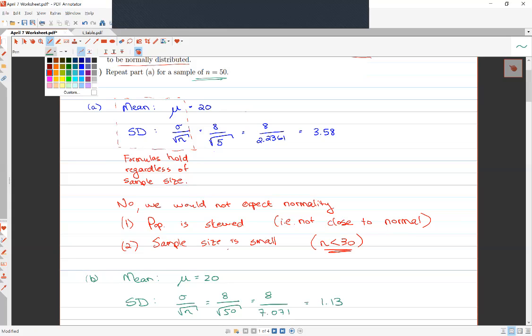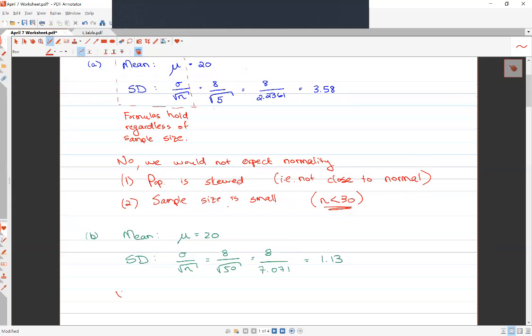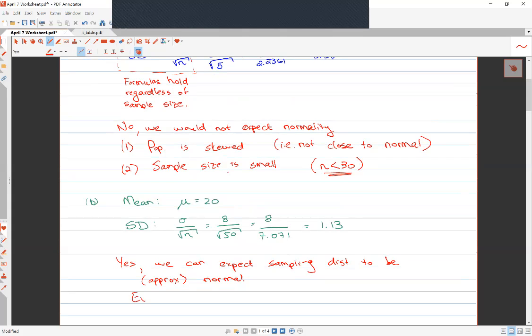Now, in this case, would we expect the sampling distribution to be normal? Yes. In this case, we can expect the sampling distribution to be at least approximately normal. Because even though the population is skewed, the sample size is large.